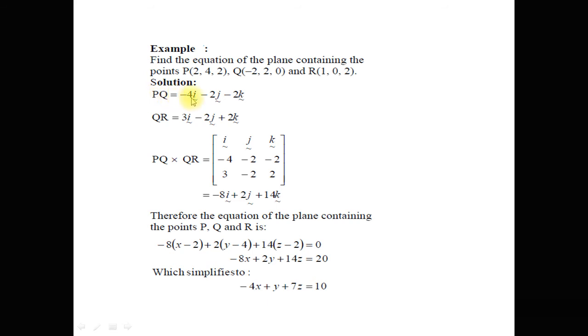We obtain minus 4i minus 2j minus 2k. And now the QR vector, R minus Q. Subtract Q coordinates from the R coordinates. We obtain 3i minus 2j plus 2k.